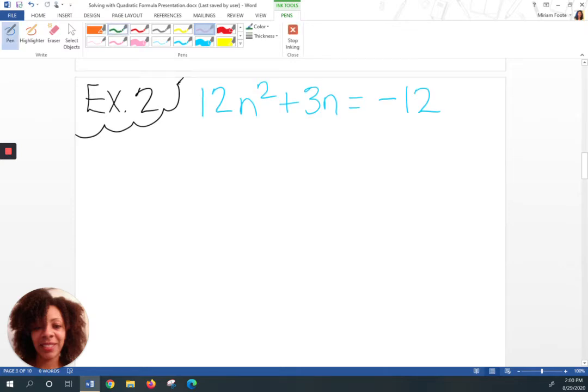So example 2, same thing. I need to rewrite it first in standard form. So my 12n squared is positive, so I want to move everything over to that side, which means I'm moving the negative 12 over, which will change the sign to a positive 12. I have an equal sign. I do not drop it, and I leave the equal 0. That tells me that my answer form is going to be x equals something.